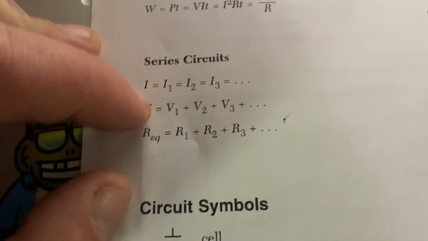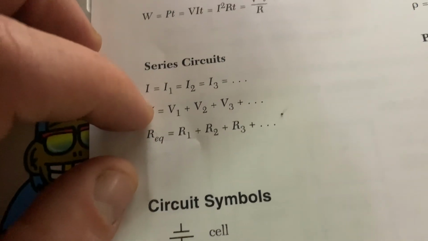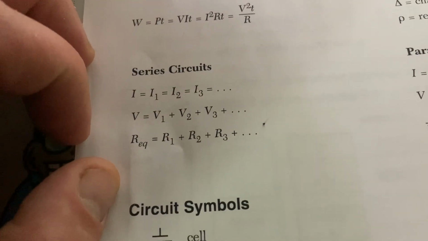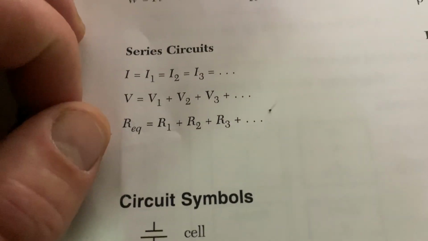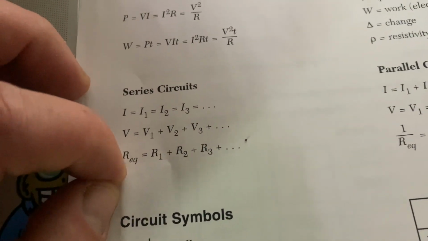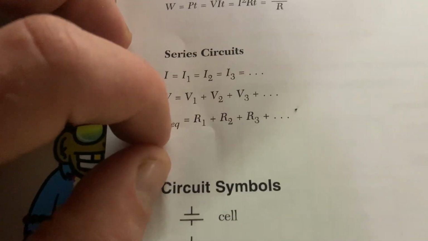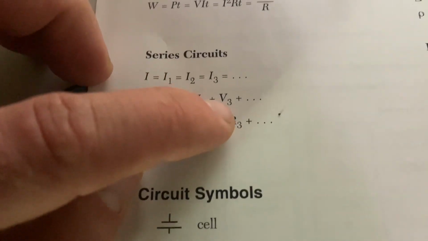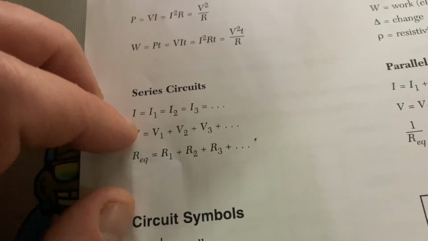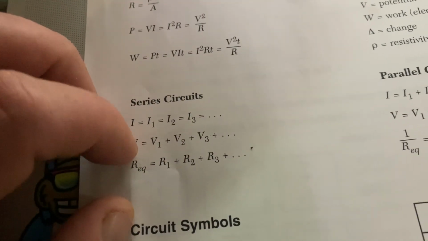What that means is the total voltage of the battery is the sum of the voltage drop across each individual light bulb or item. Resistance, your equivalent resistance of the circuit, is also equal to the sum among the resistance of each individual item. Now, we're going to test and look at current and voltage really quick.